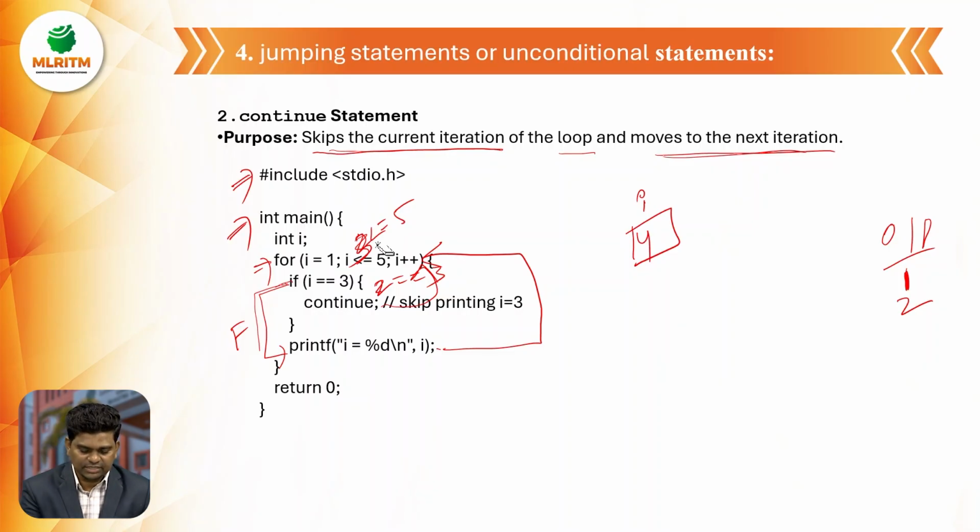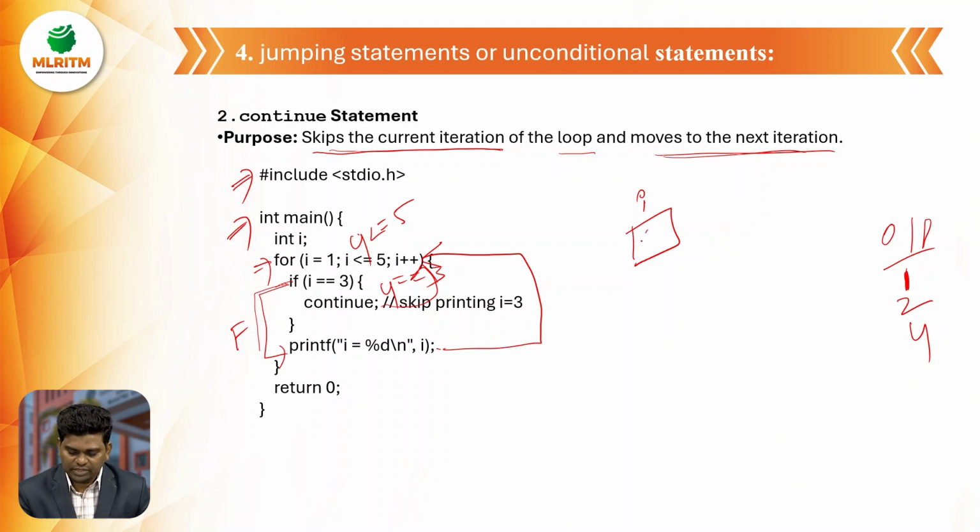Then again checks the condition. So 4 less than or equal to 5. Yes, the condition is true. Enters into the body. I equal to 3. Now you can test. 4 is equal to 3. Now the condition is false. See what happens if it is false? It goes to the printf and displays I value. What is I value here? 4.